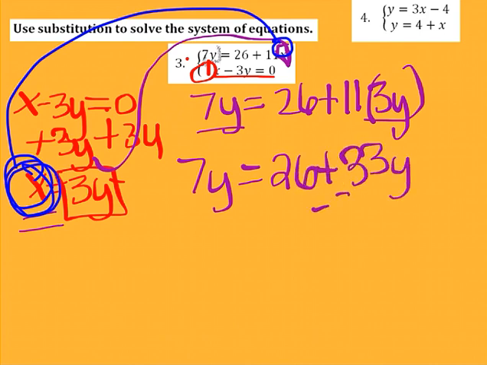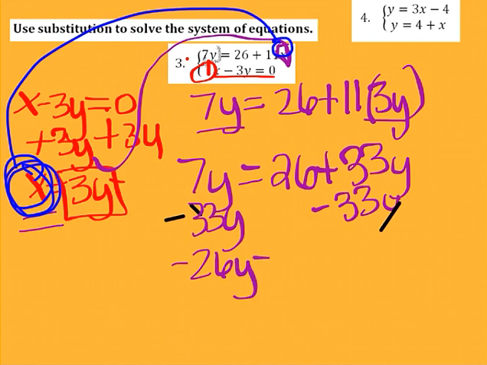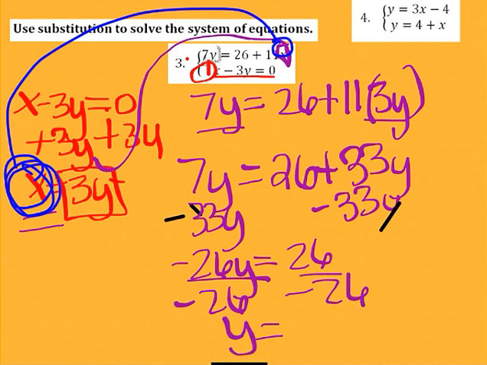So now I need to get my y's on the same side, so I'm going to subtract 33y from both sides. So 7 minus 33, that's going to give us a negative 26y, and that's going to be equal to a positive 26. So I'm going to divide both sides by negative 26, and that's going to give me that y is equal to a negative 1. So now I know what y is equal to.